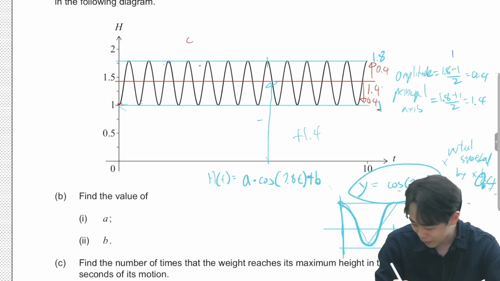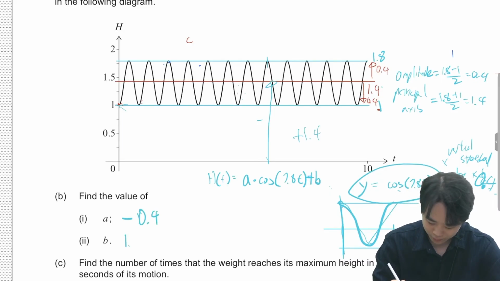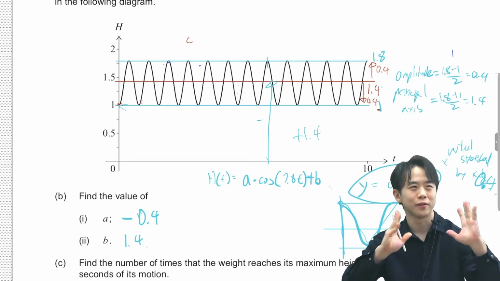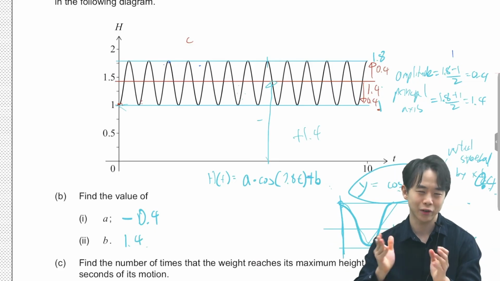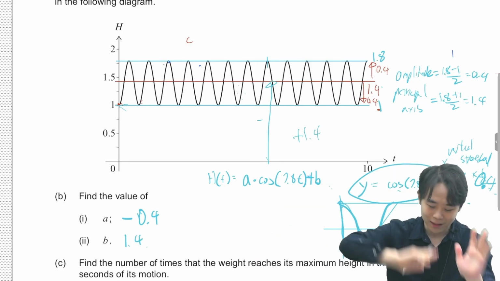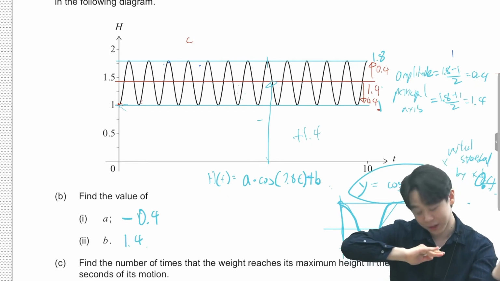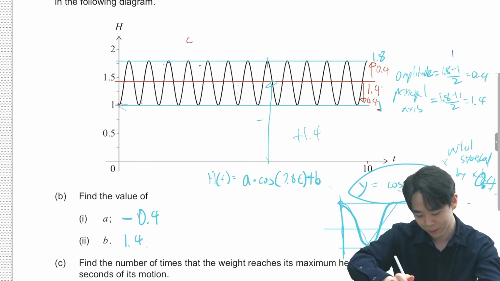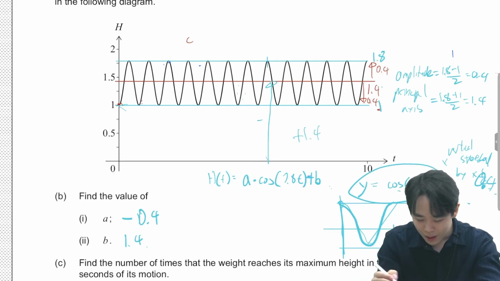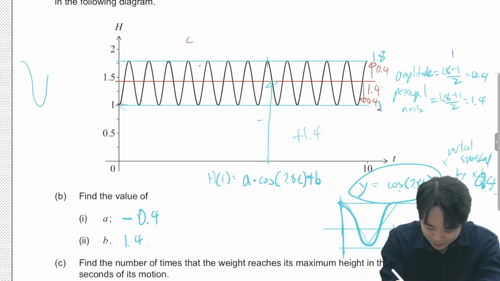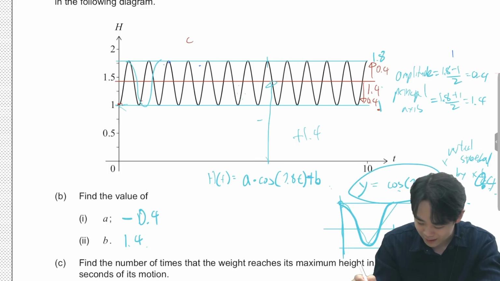So I would say A would have to be negative 0.4, and B would be 1.4. So we're using our knowledge of how a standard cosine graph looks, and then our knowledge of function transformations, to see what A and B would be. One could argue that we could have a normal cosine function and then shift it slightly so that we get our minimum and maximum switched, but that's not an option.